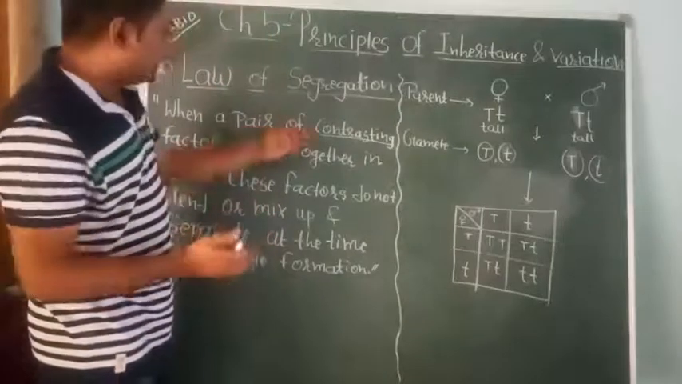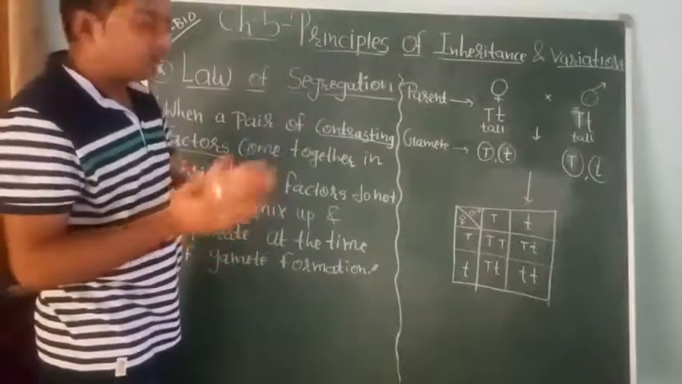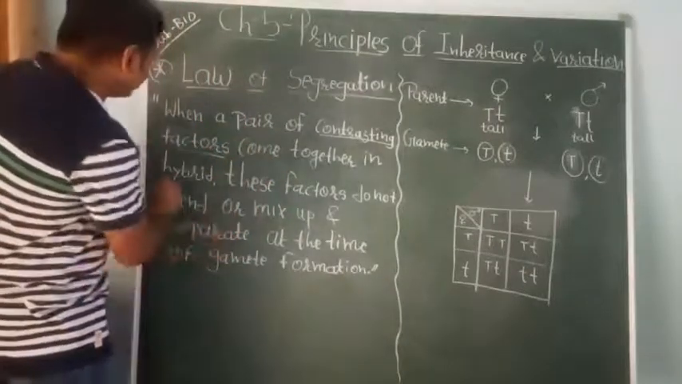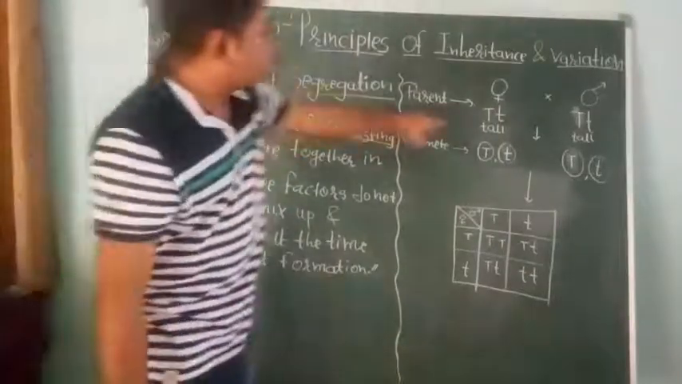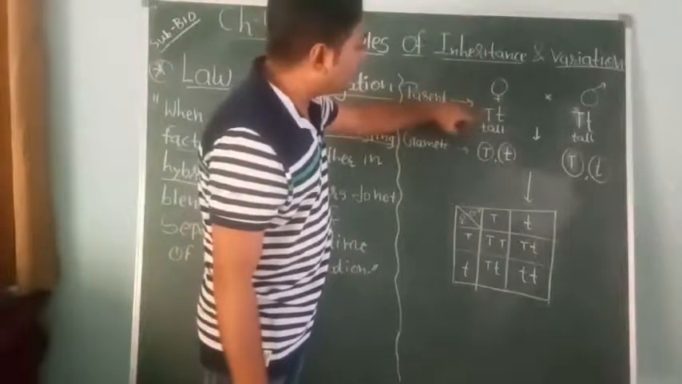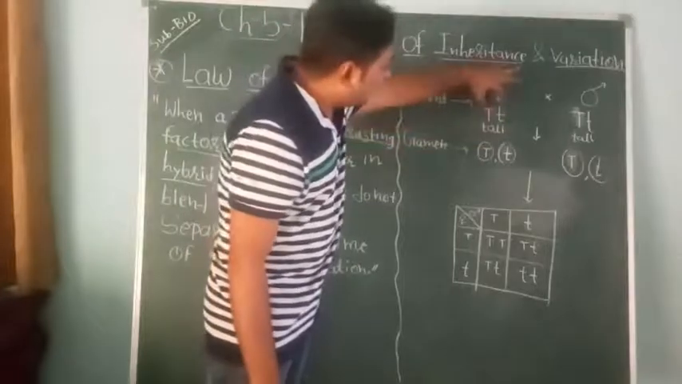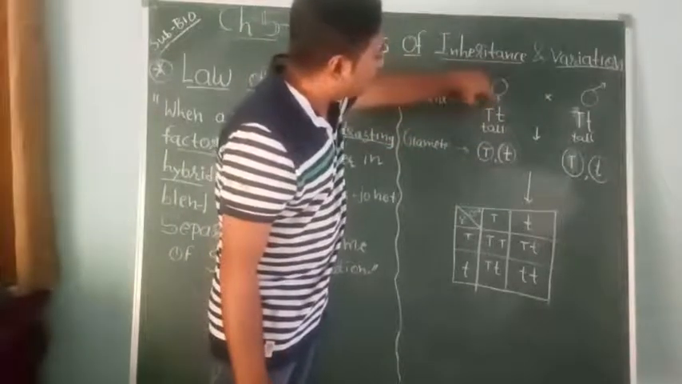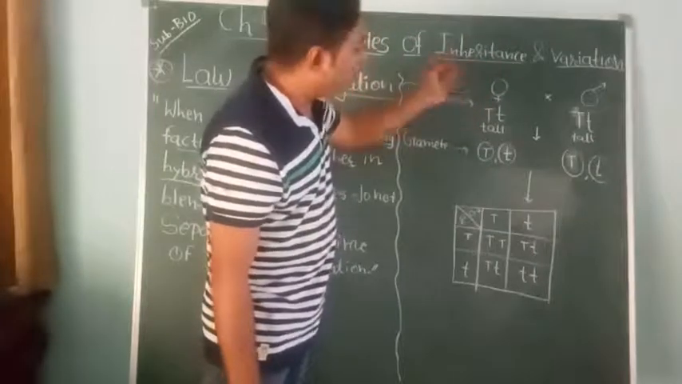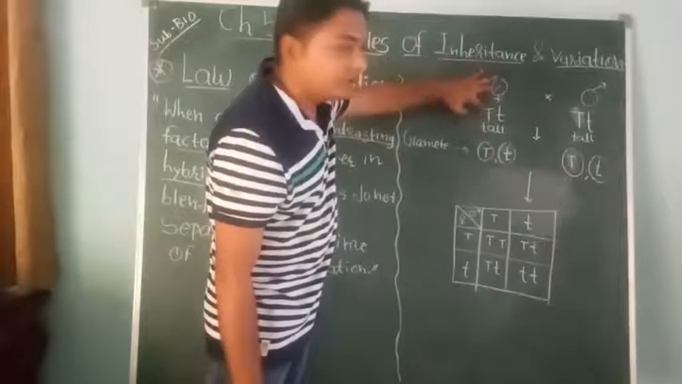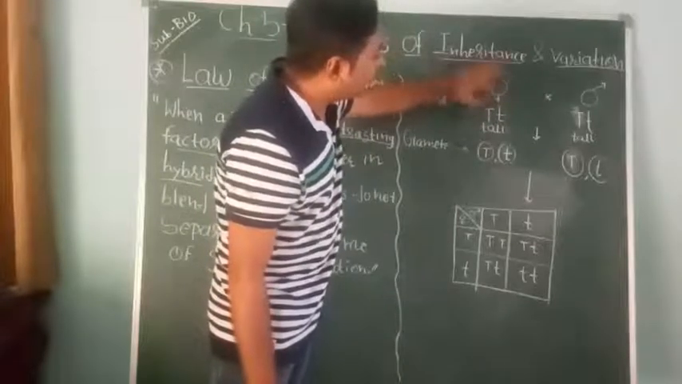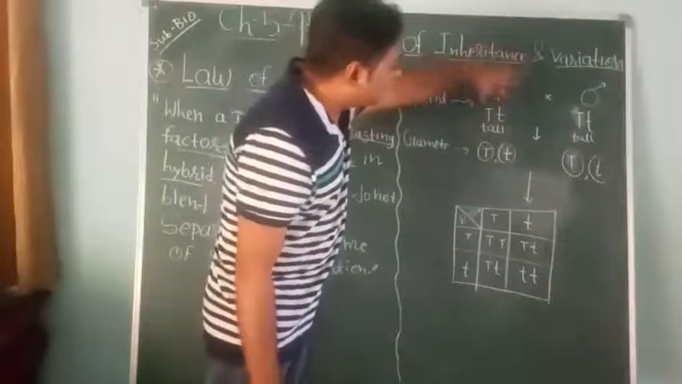Then, when the factors for tall height and short height come together in one individual, this individual is known as a hybrid. Let's see. This is a tall plant, and this tall plant has two different alleles, capital T as well as small t. So it is a hybrid, capital T for tall and small t for short. But the character of this plant is tall due to the dominance effect of the capital T. Capital T is dominant over the small t, so the height of the plant will be tall. But this is a hybrid plant.